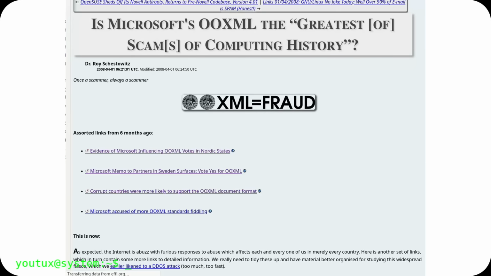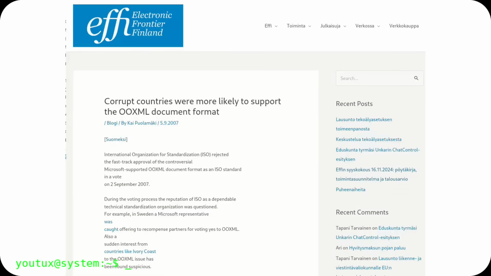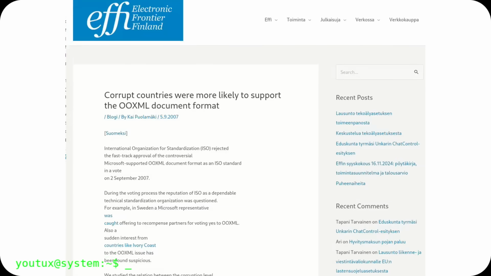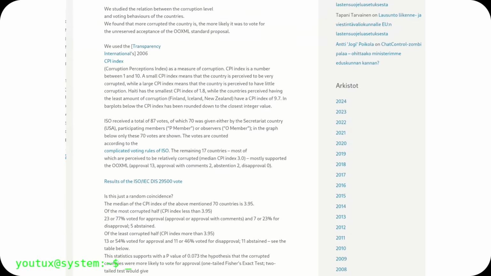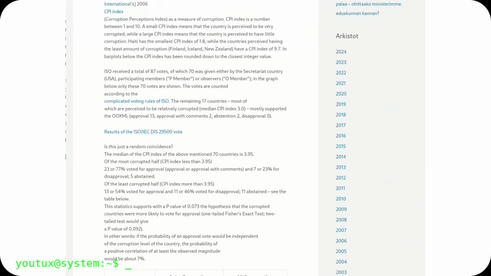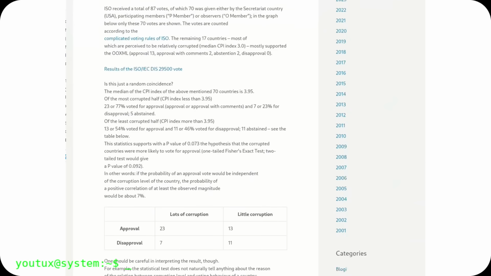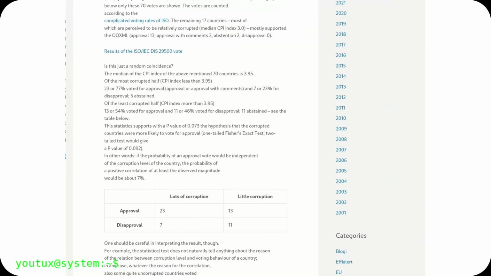For example, in Sweden, it emerged that Microsoft had offered financial incentives to certain companies to sway the vote in favor of OOXML, leading to an official investigation and the temporary withdrawal of Sweden's vote. Despite the controversies, Microsoft continued to promote OOXML, which remains the default format for Microsoft Office today.